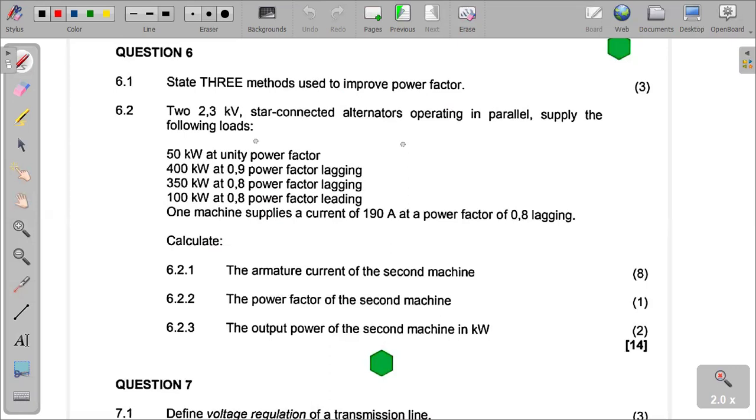One machine supplies a current of 190 amperes at a power factor of 0.8 lagging, which means of our two machines, calling them machine 1 and machine 2, or machine A and machine B, one of our machines will already have the current it is taking, as well as the power factor of 0.8. Now, the first question is asking to calculate the armature current of the second machine.